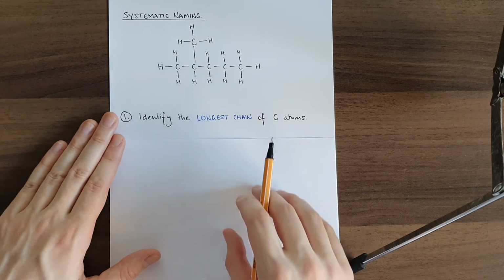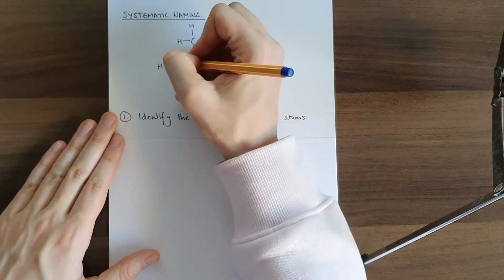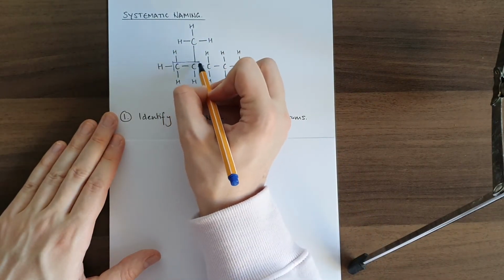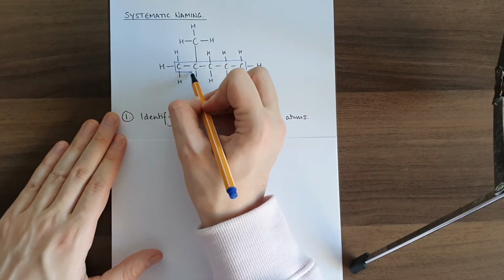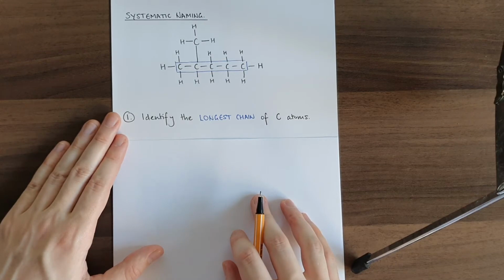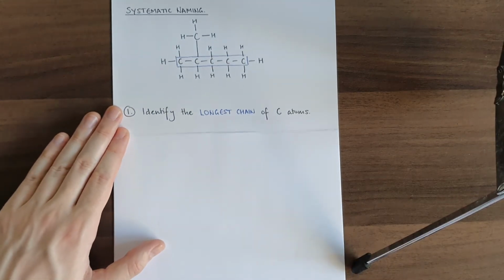Which is the easiest to look at, and that is to just identify the straight chain in the middle or at the bottom as the longest chain. So I'm going to draw a blue box around that just now, just to show that that is our longest chain, and we have 5 carbons in it. So that's the first step.